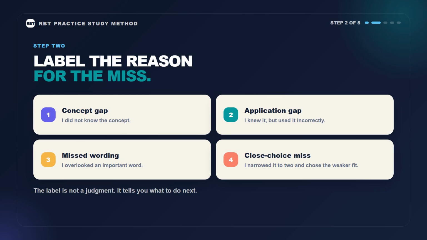Do not use these labels to judge yourself. Use them to choose the next action. A concept gap needs a short review of the topic. A misread needs slower attention to the wording. A close choice error needs a clearer comparison between the 2 options.